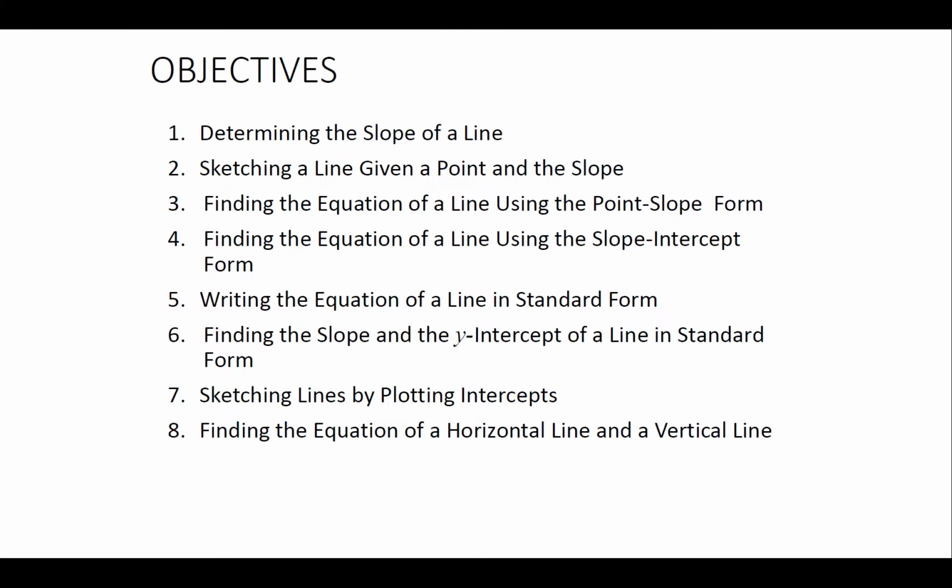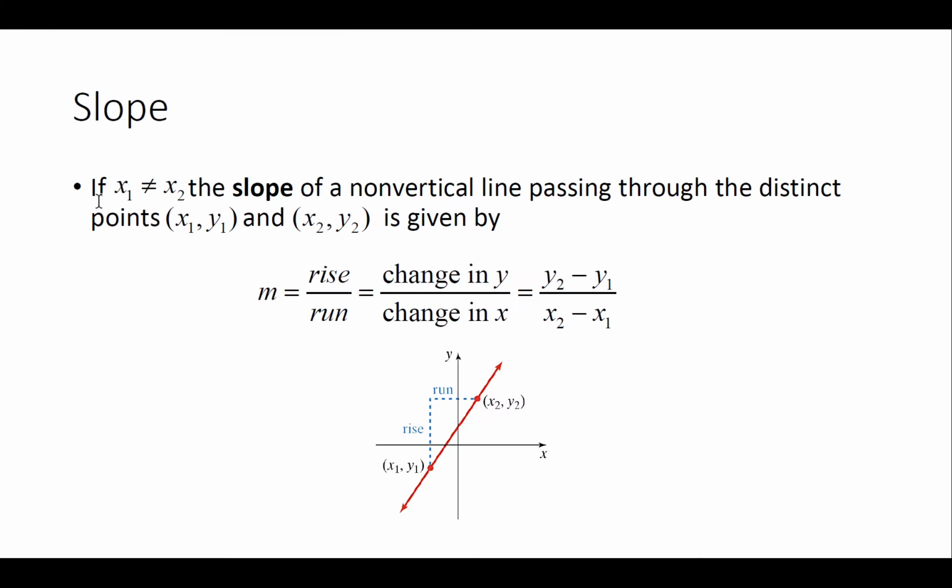So there are horizontal lines, vertical lines, and just a normal line. First of all, let's talk about the slope. Let's say you have 2 points on the line. This is the line. There are 2 points, x1 y1 and x2 y2, and make sure that x1 and x2 are not equal. In that case, we can find the slope.